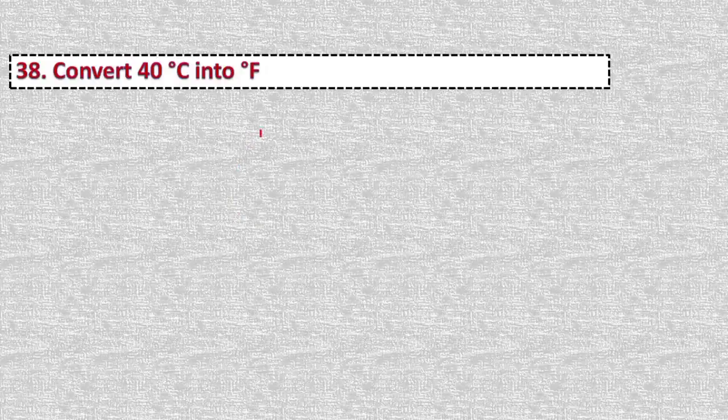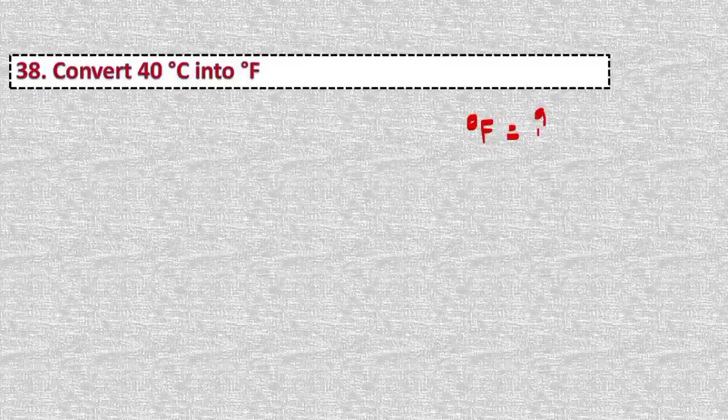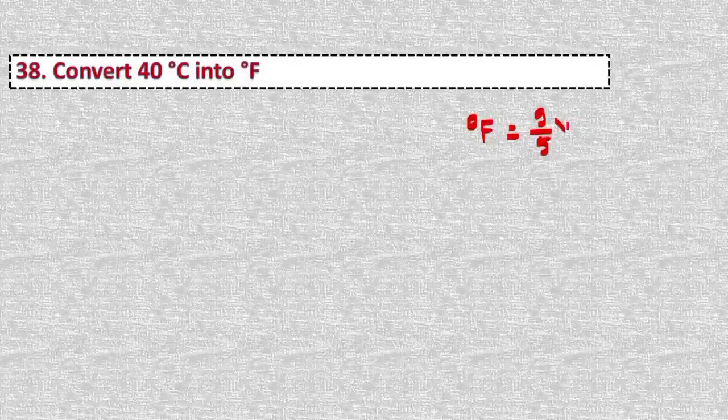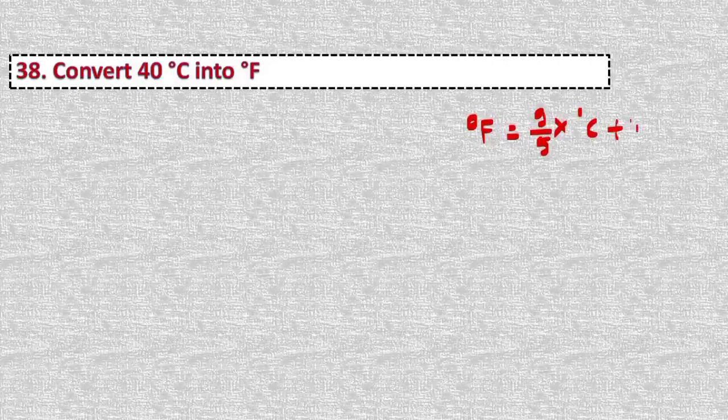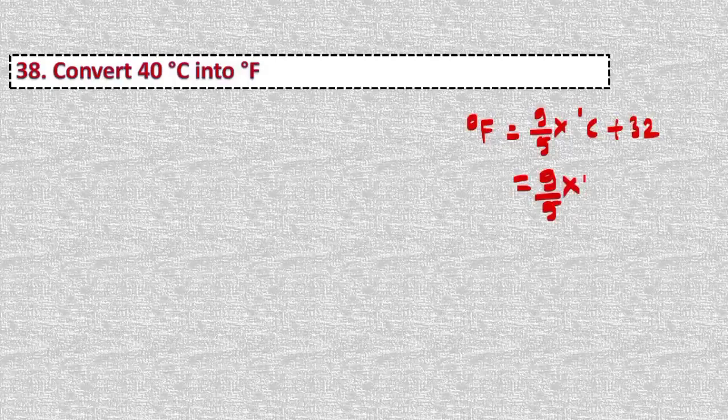Conversion of temperature. Here is a question. Convert 40 degree centigrade into degree Fahrenheit. We know that degree centigrade and Fahrenheit are the various units of the temperature. We have a formula to convert degree centigrade into Fahrenheit. Degree Fahrenheit is equal to 9 by 5 into degree centigrade plus 32. Here 9 by 5. He has given 40 degree centigrade. Substitute that and do the calculation.